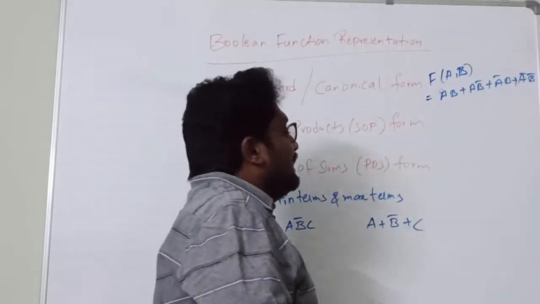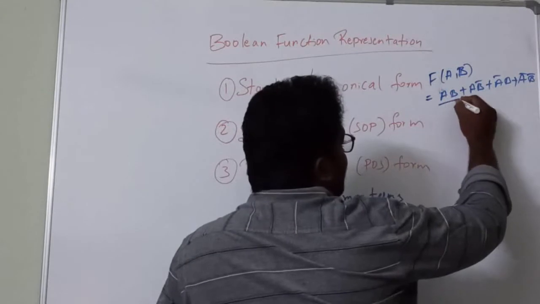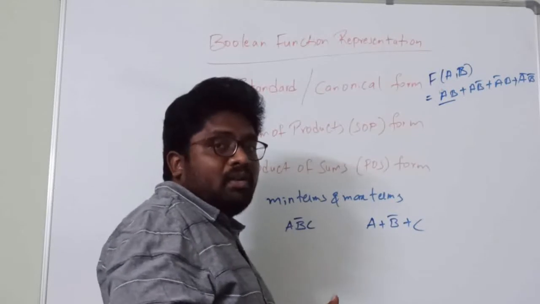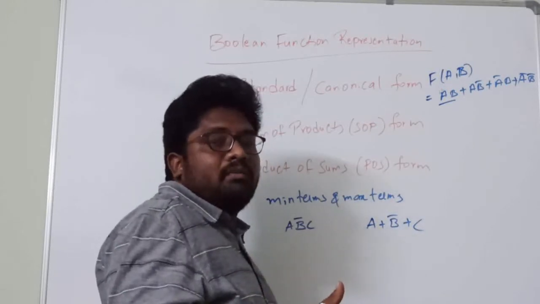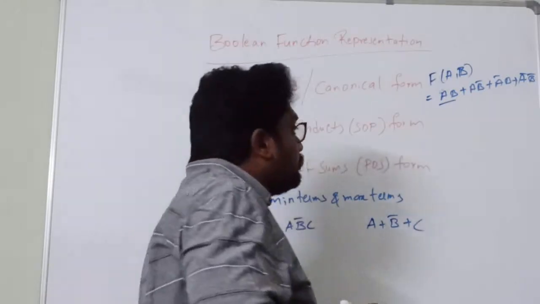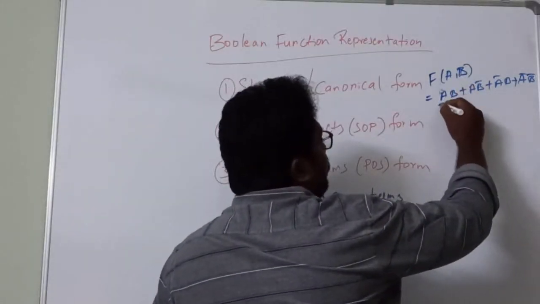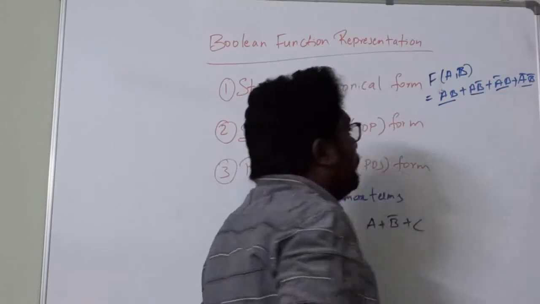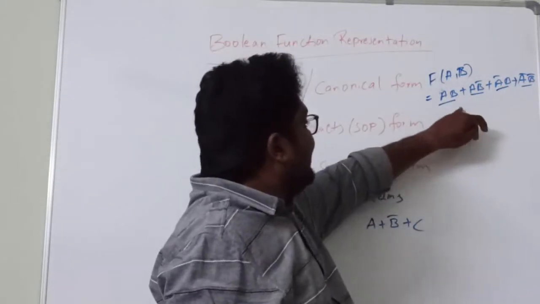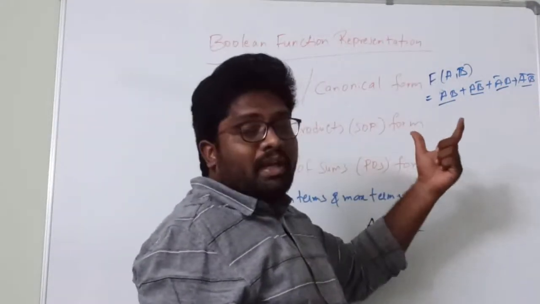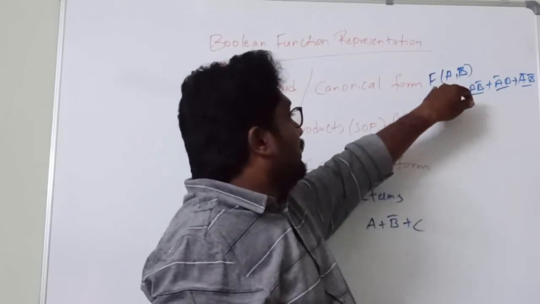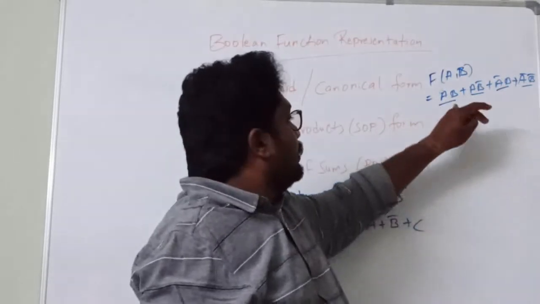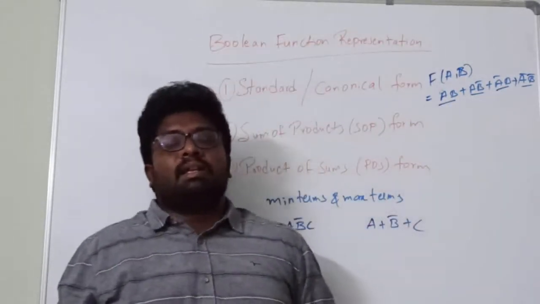Each term, for example this one, we call it a min term, right? The variables which are performing the AND operation, we call them min terms, and which are performing the OR operation, we call them max terms. So here these are the min terms: AB, AB bar, A bar B, and A bar B bar, and each min term consists of all the variables that are present in the function. That is, here we are taking a function of A and B, and A and B are the two variables. So we call it a standard or a canonical form.